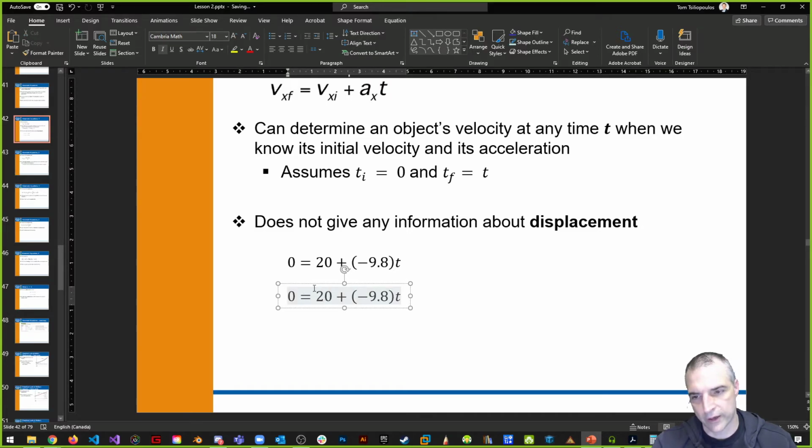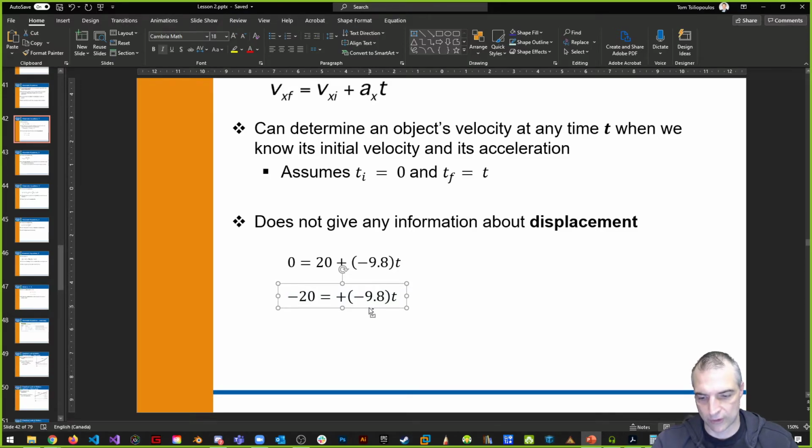So I move the 20 over to the other side. This becomes negative 20, and this becomes 0. Okay, so then it's negative 20 on the left side. Then I take this negative 9.8 and move it to the other side. I divide both sides by negative 9.8. Both sides divide by negative 9.8. So that means the next equation is going to look like this.